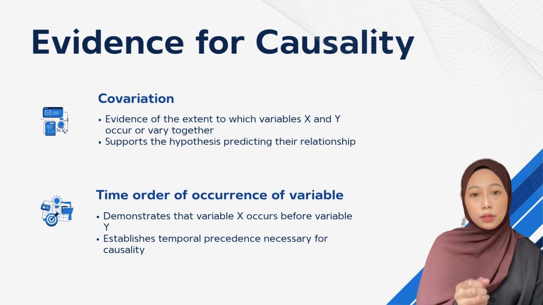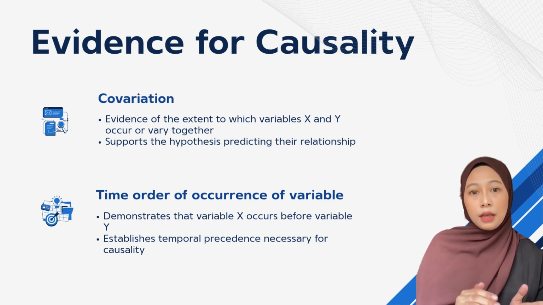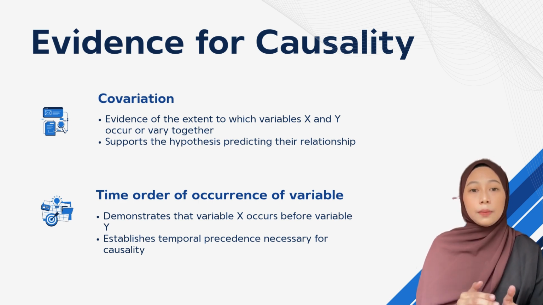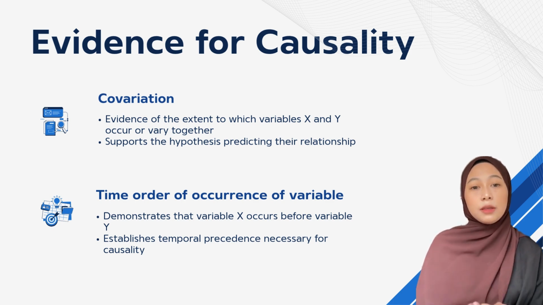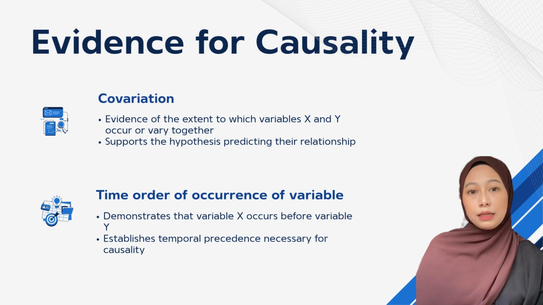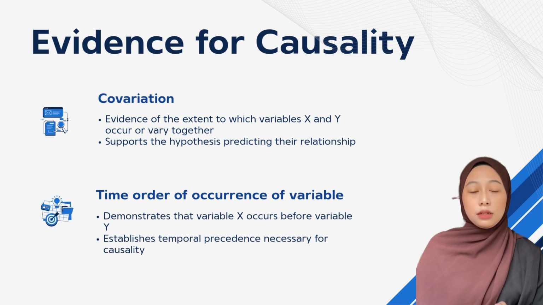Second is time order of occurrence. What it means, the cause X must occur before the effect Y. Example, if a marketing campaign starts in January and sales rise in February, it supports the idea that the campaign might have influenced the sales. Purpose, it rules out the possibility that Y is actually causing X. Caution, without correct time sequencing, conclusions about causality are unreliable.